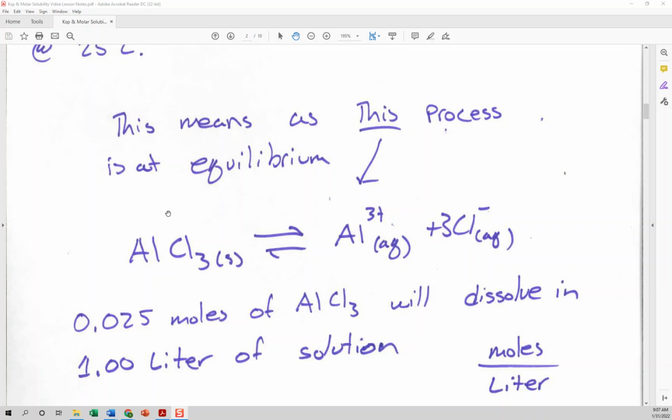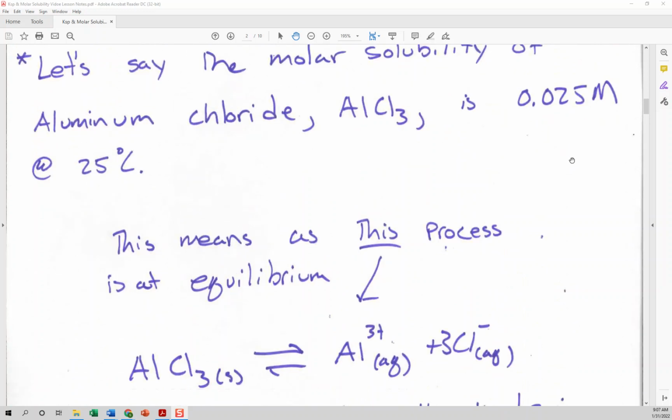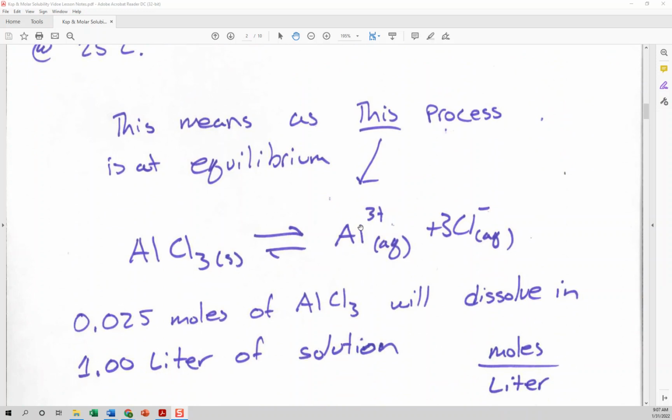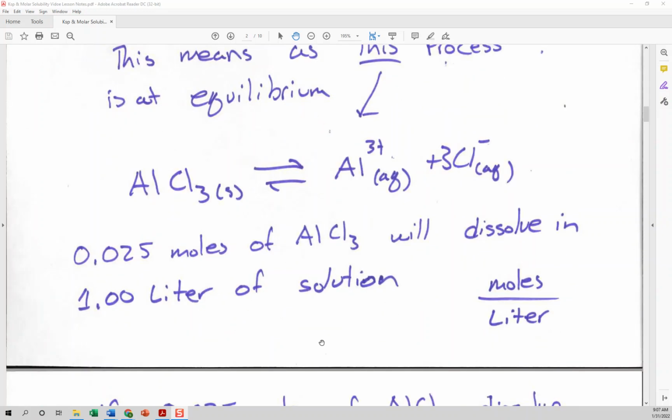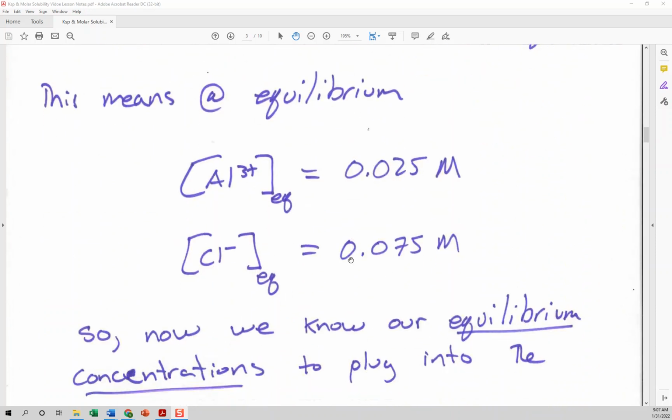So if you're given the molar solubility of a compound, all you have to do is multiply that number by the subscript, or the coefficient in the equation, of that ion in the formula to get the molarity of each individual ion. I was told that the molar solubility of aluminum chloride at 25 degrees Celsius is 0.025 moles per liter. That means the molarity of aluminum at equilibrium would be 0.025 because it's a 1-to-1 ratio, but the molarity of chloride would be 3 times that because it's a 3-to-1 ratio. So notice we were given the molar solubility of a compound, but now we know the saturated concentrations, or the equilibrium concentrations, of each ion.